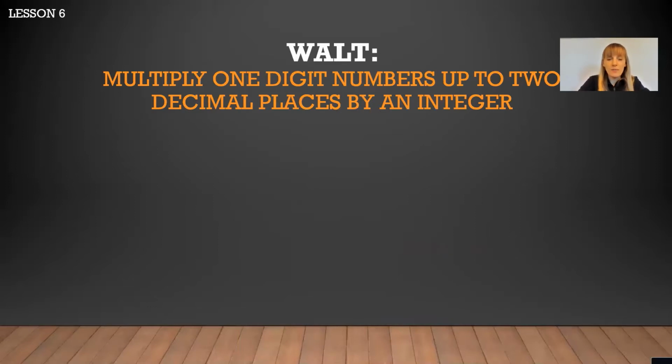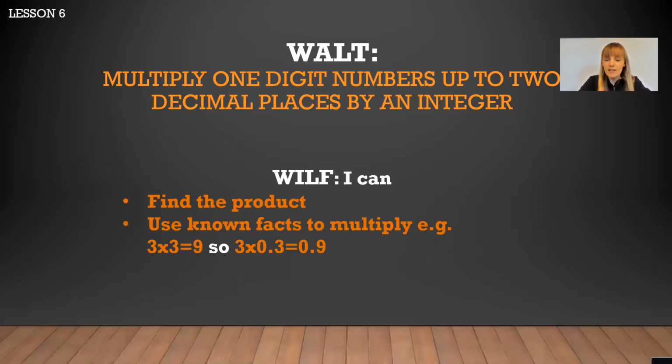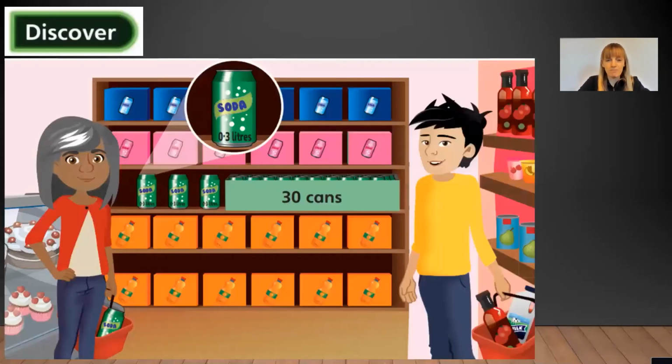So what are we doing today? We're going to be multiplying one-digit numbers up to 2 decimal places by an integer. So we're going to find the product for our Wilf and we're going to use known facts to multiply. This is the really important thing for today's work.